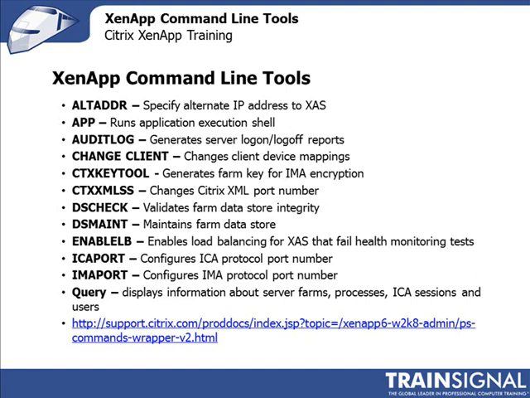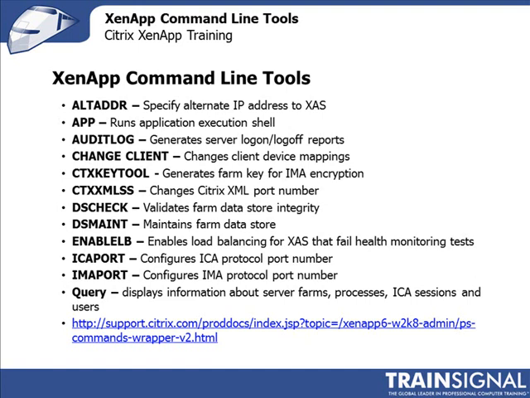Audit log is interesting. Audit log allows you to pretty much audit the log ons and log offs, who logged into the XenApp server, who logged off. It's the same information that you would get out of the security log in the event viewer, but it would also allow you to pipe it into a file and then look at it at a later time. Change client allows you to change certain things within the client session. So it'll allow you to change like the LPT port or the COM port or some of the disk drive mappings, etc. You can use the change client command to do some of this stuff.